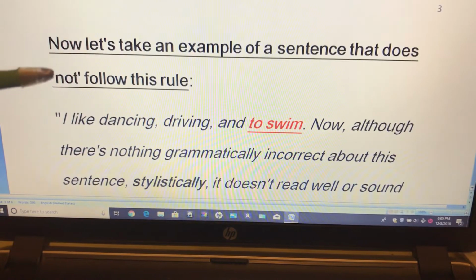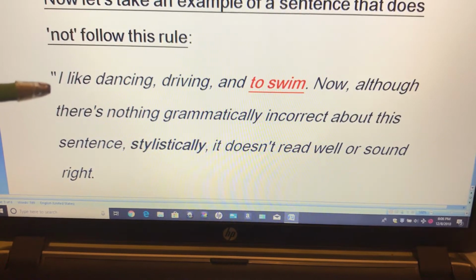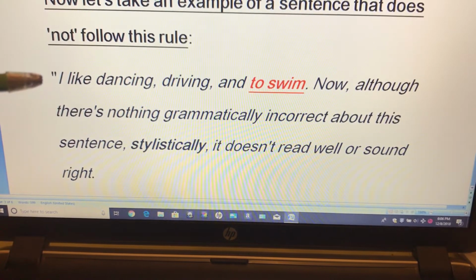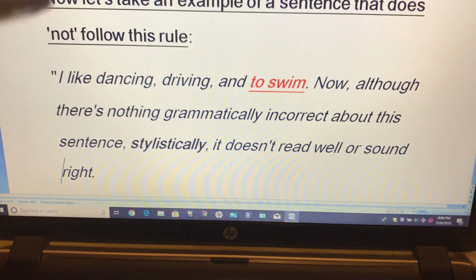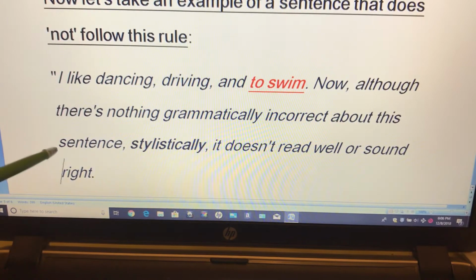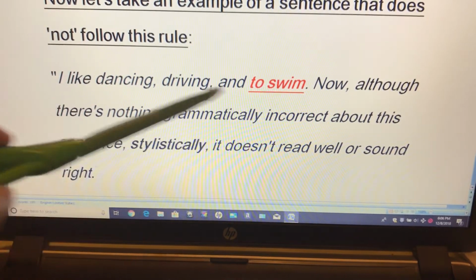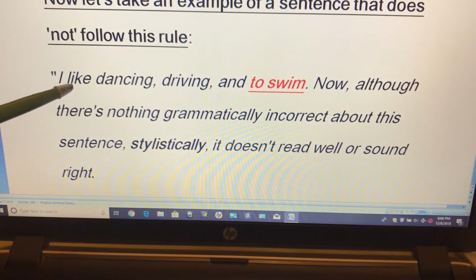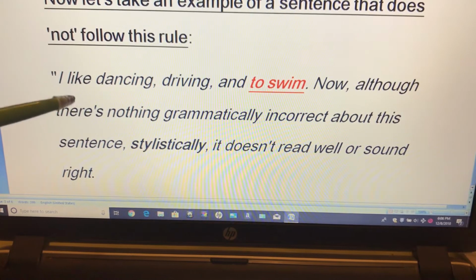So now let's look at another example, which is an example of what we would call faulty parallelism. What does faulty mean? Faulty means incorrect, a mistake, right? So this sentence does not have parallelism. For example, I like dancing, driving, and to swim. So again, although there's nothing grammatically incorrect about this sentence, stylistically it doesn't read well or sound right.